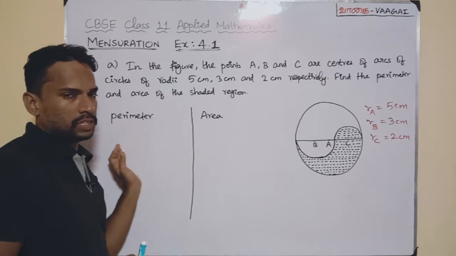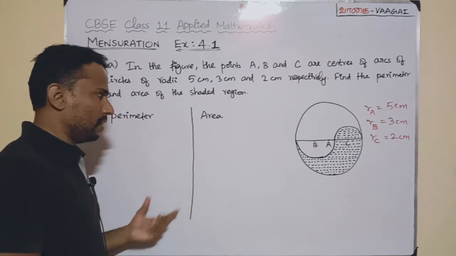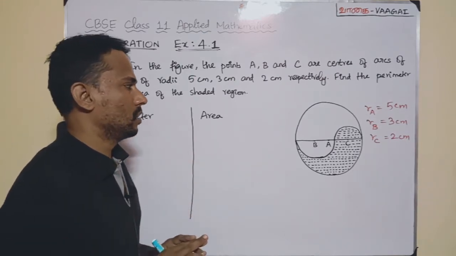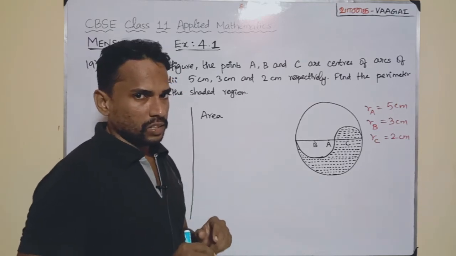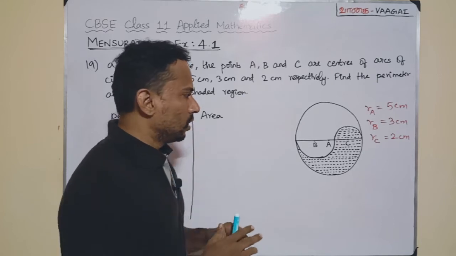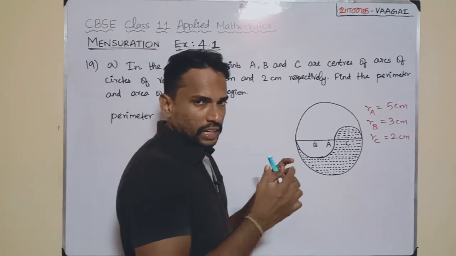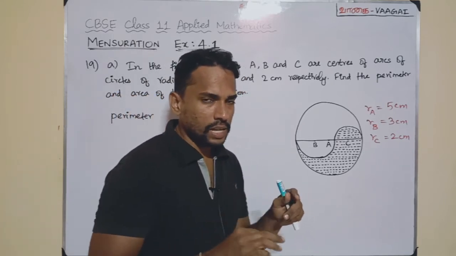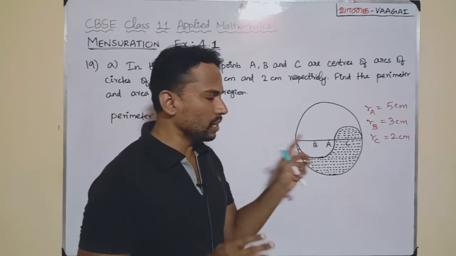So that's why I made it separately. Okay, this side we are going to find the perimeter, here area. Now it is very clear what portion is shaded. Now listen very carefully. The region which is shaded is enclosed by 3 arcs here. Listen here carefully and see that.